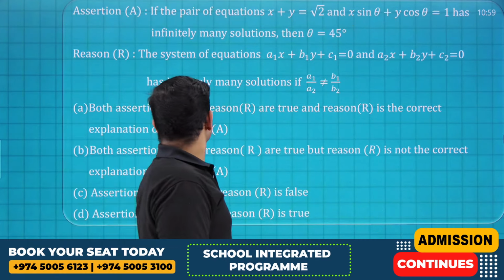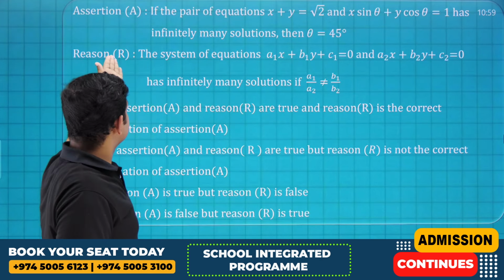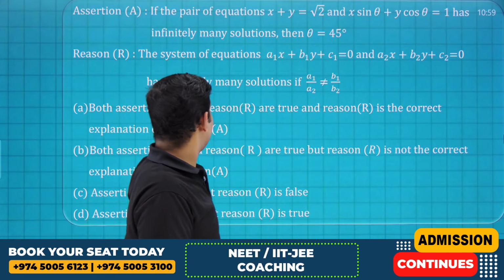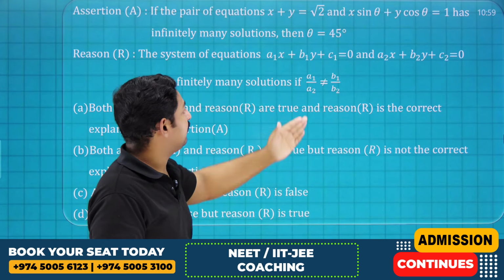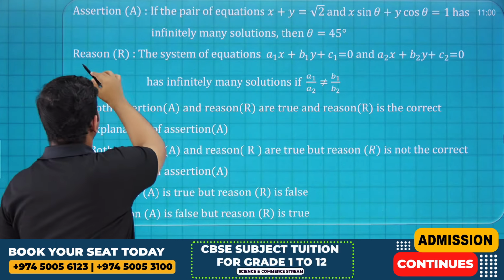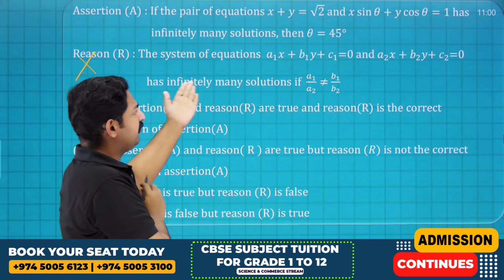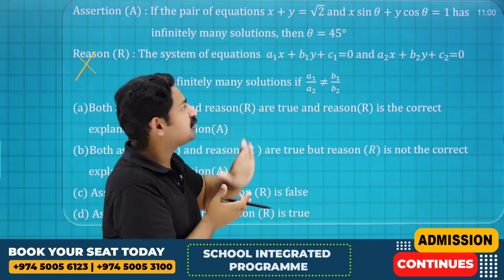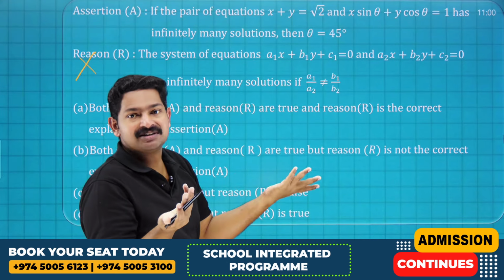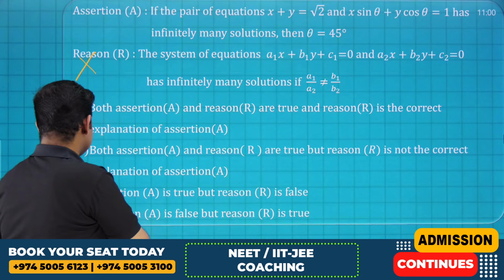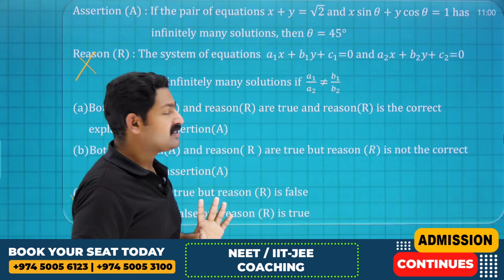So the next one. So here also we can see the reason first. The system of two equations has infinitely many solutions if a1 by a2 is not equal to b1 by b2. But it is not true, it is false, right? Infinitely many solutions means this is not the condition that we need. So it's false. If the reason is false, no need to see the assertion. The answer will be C, assertion is true and the reason is false.